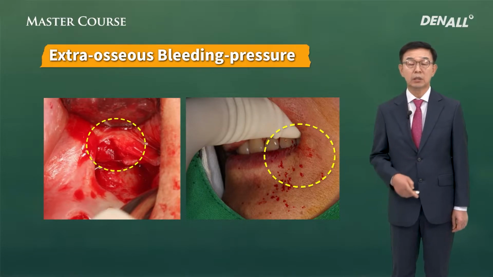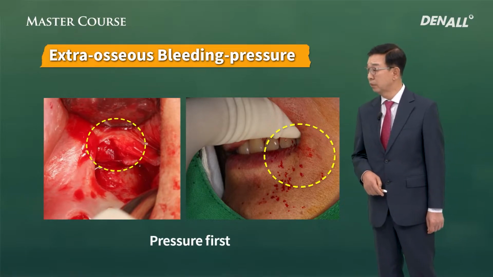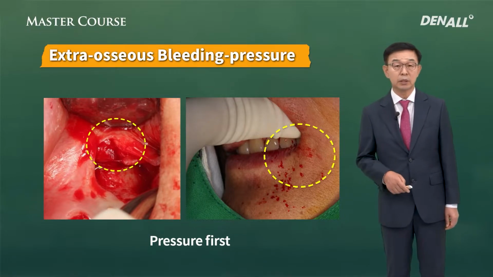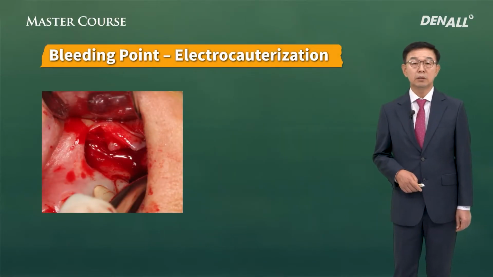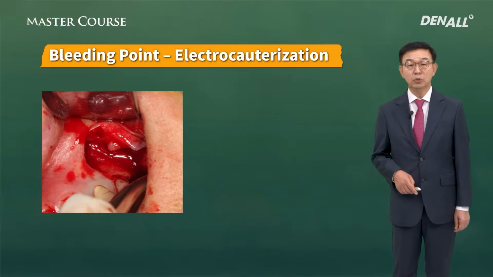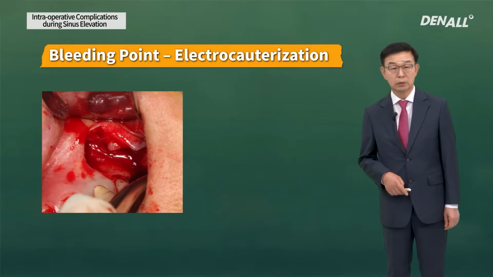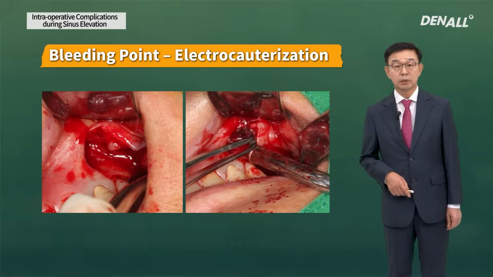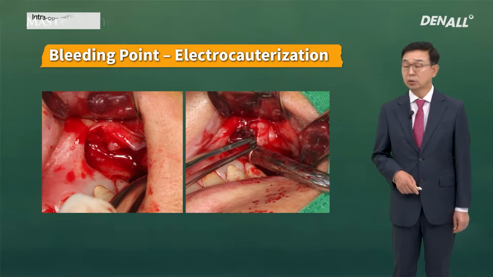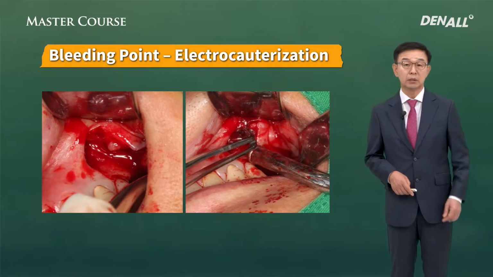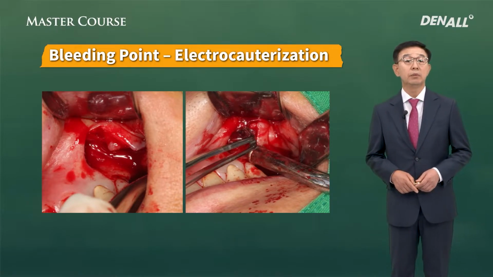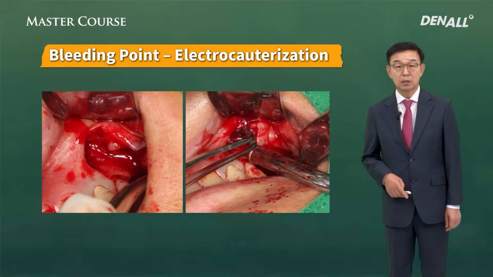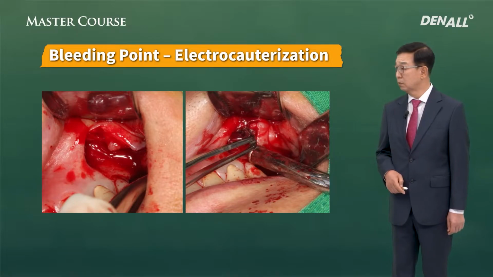The first thing you should do in this case is to apply pressure. You can use gauze, or in emergent cases, you can just directly apply pressure. Using these two methods for 2 to 3 minutes may lead to a stop in bleeding. If it does not stop, the best way is to do electrocauterization in the area of bleeding. This is the most simple way. At times you can do suture. However, the most simple way is to use electrocauterization.